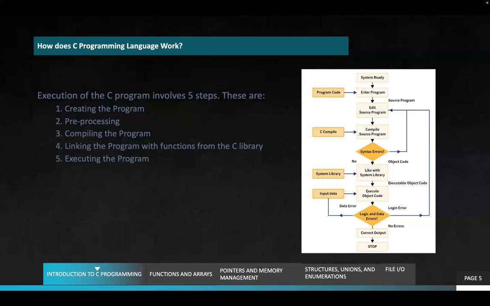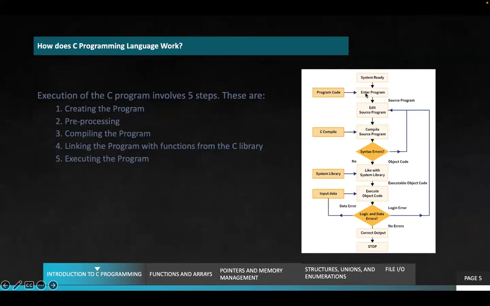Then the object code file gets executed. If it doesn't have any errors, then it gets executed. Output will be shown in the terminal. These are the 5 steps involved in C programming.